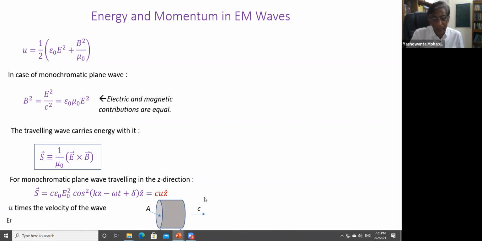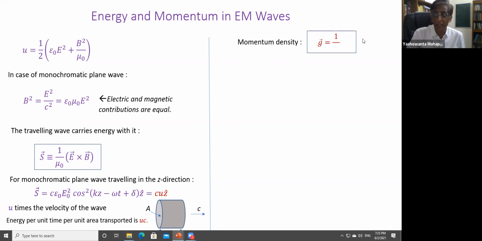So the energy per unit time per unit area transported is uc, in the direction of travel. U is this, and uc is the energy. Now let's look at the density. This was the energy. Momentum density we have already calculated in the last lecture. So this is g, which is s by c square. This was epsilon naught E cross B, and that gives you g equal to 1 by c square times the Poynting vector. So that's the momentum density.